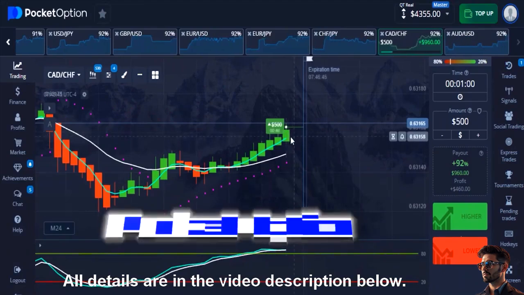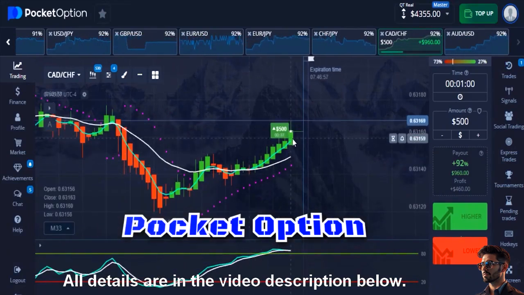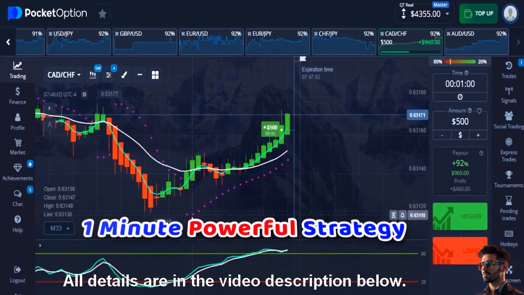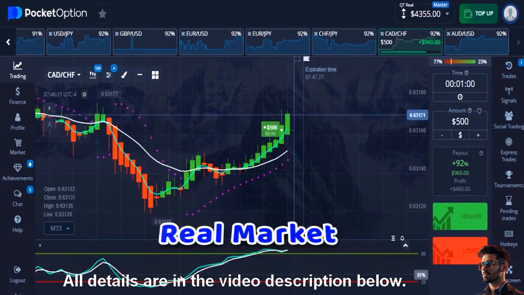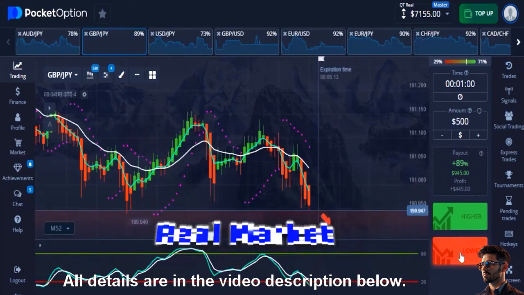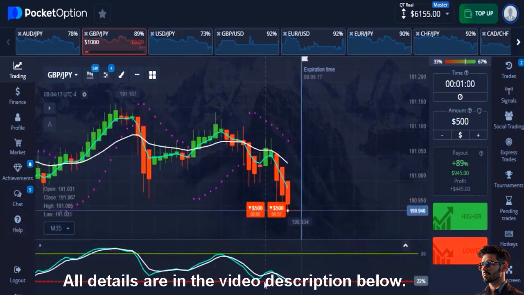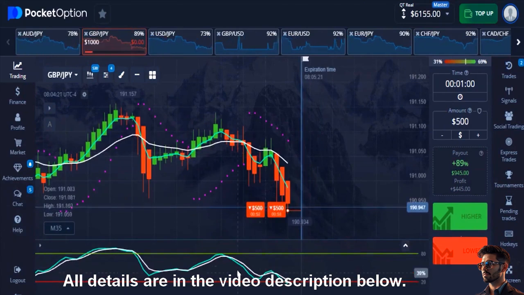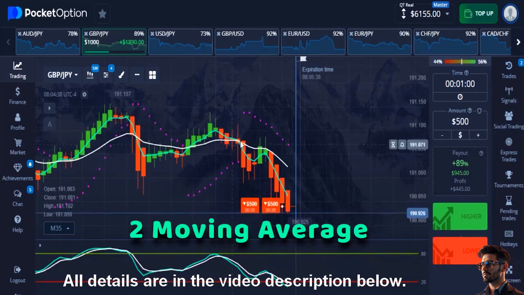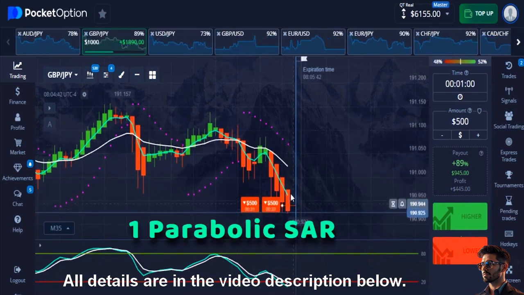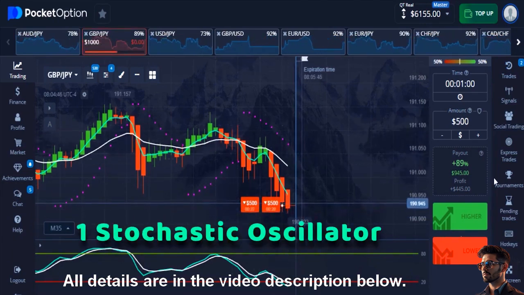I'll be trading again with Pocket Option, and over here I have a very powerful 1-minute strategy to share with you guys. This strategy works great with a regular market, so we're not doing this with OTC. It's actually a regular market strategy. Over here we're making use of our indicators. I'm making use of 2 moving averages, 1 parabolic SAR, and 1 stochastic oscillator.